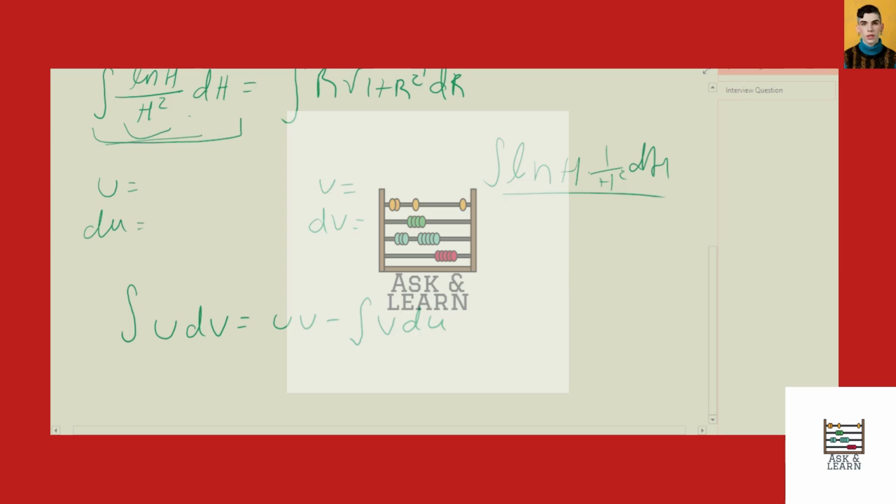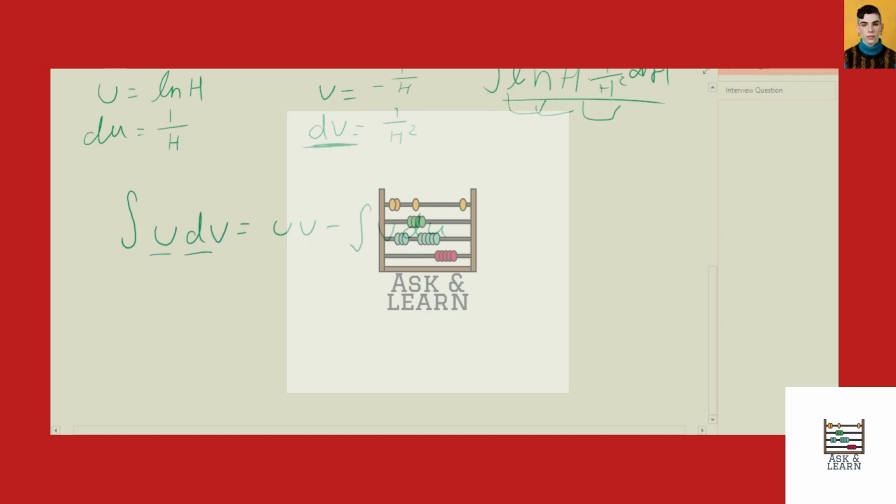So for u, I'm actually going to put ln h, and the derivative of that, du, would be 1 over h, something very simple. For dv, since I need u and dv, which would be ln h and 1 over h squared, I'm going to put 1 over h squared for dv. And then basically I'm going to find the integral of this here, which is going to be negative 1 over h.